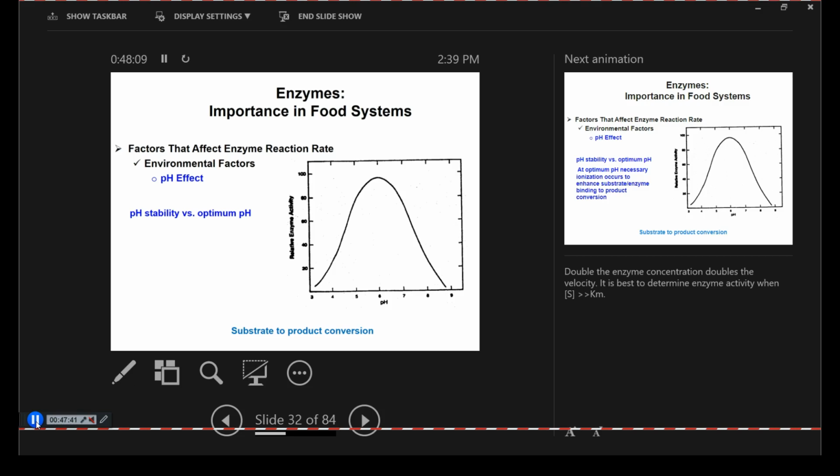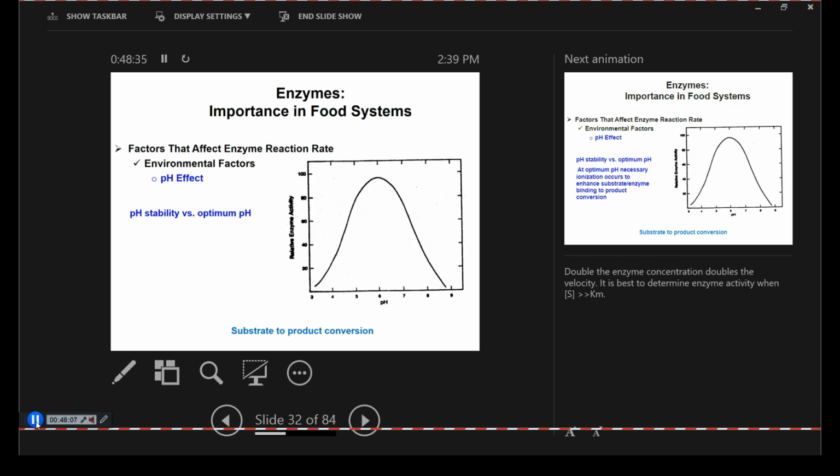Okay? So that's why we have optimum pH and optimum temperature for each enzyme. Because remember, with temperature, you get denaturation and it's no longer active. And with pH, you get away from the best ionization state. Now, sometimes you hear the word pH stability versus optimum pH.